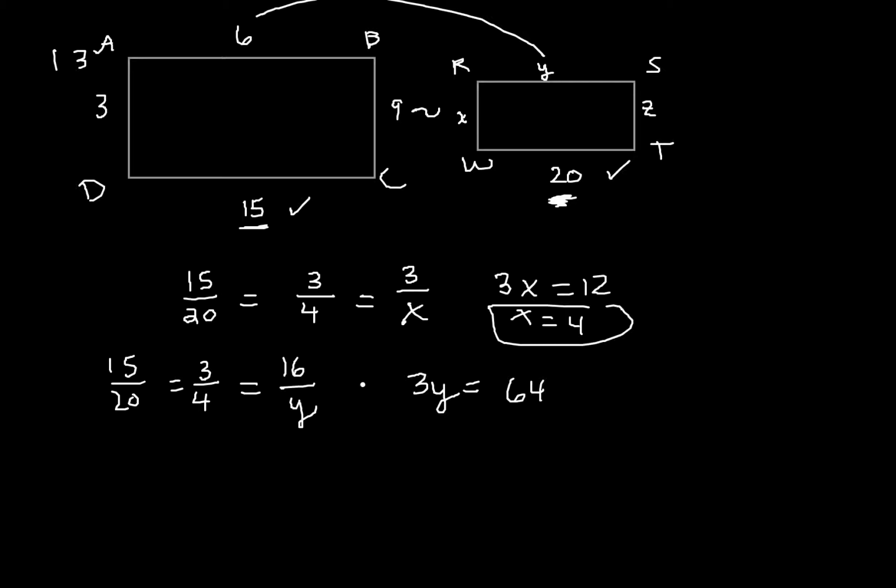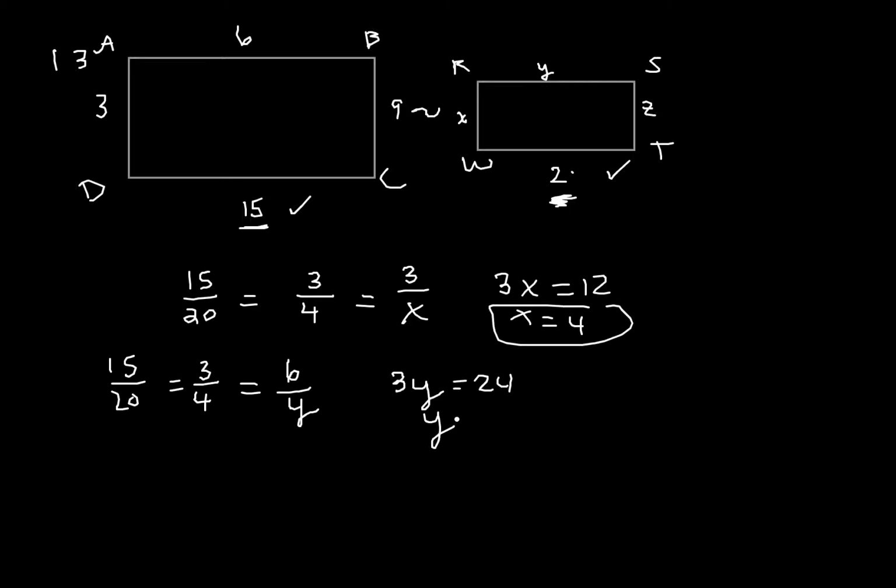Okay, hold on one sec. You're probably all seeing it, but 15, 3, 4, 6. This should have been a 6. I don't know where I got a 16. Hold on a sec. Let's do this again. 3 over 4. Okay, and so we're going to have the 6 over y. So we get 3y equals 24, y equals 8.